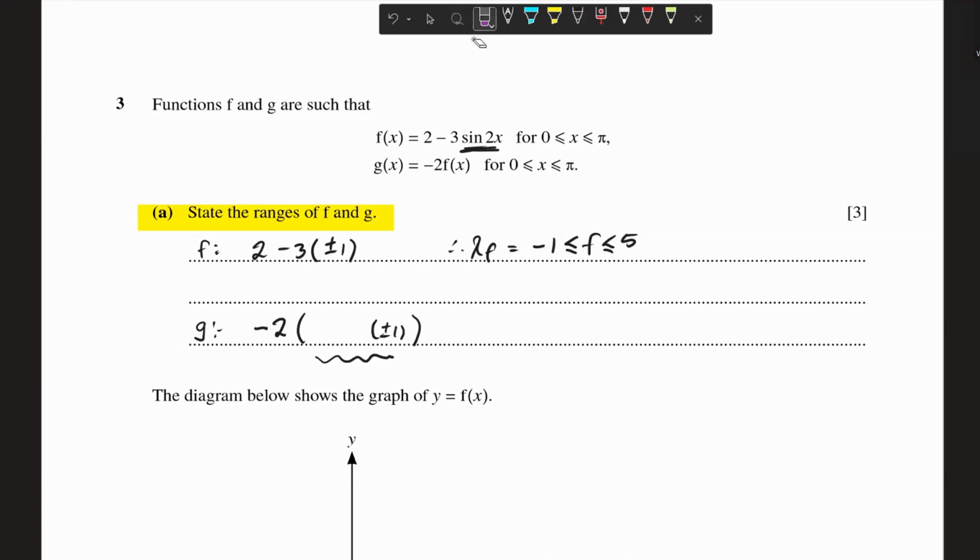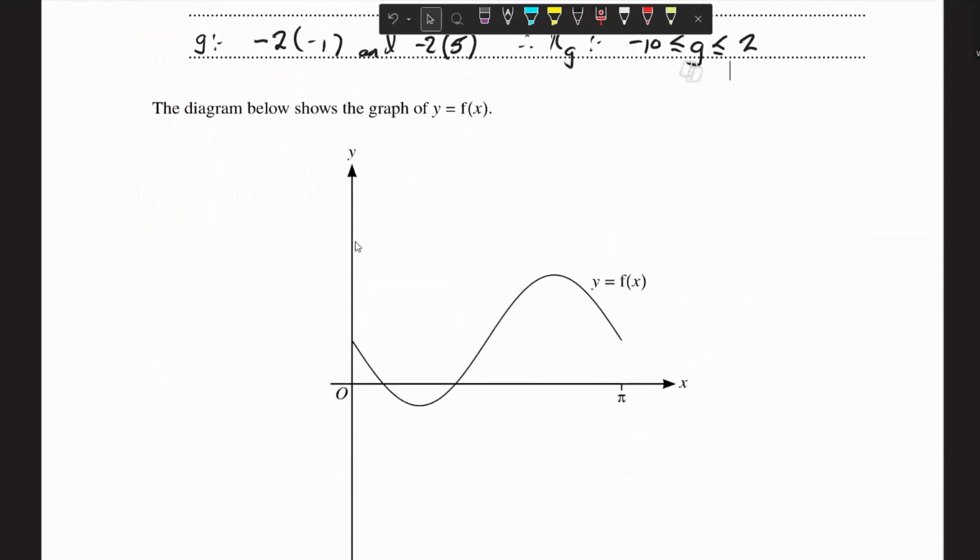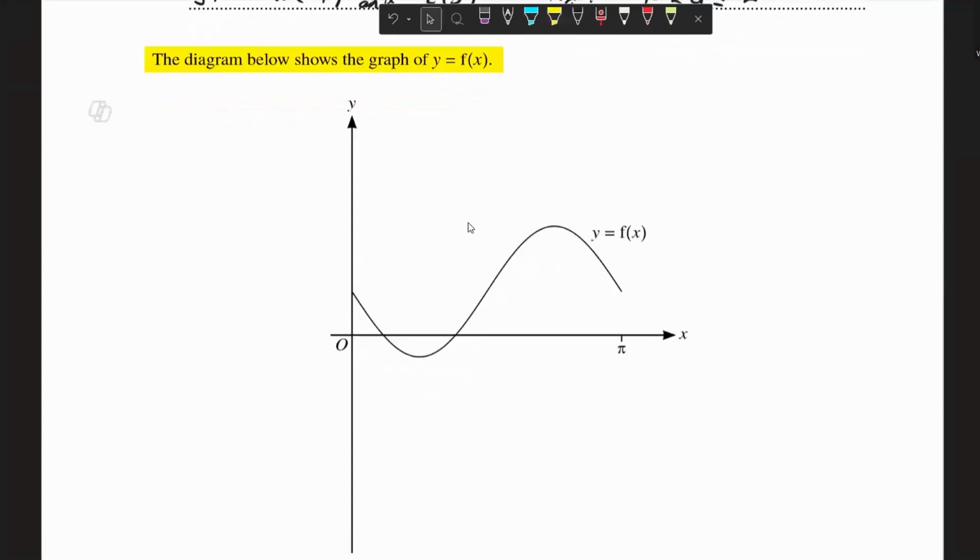So essentially, for the range, it's going to be -2 of -1 and -2 of 5. So therefore, the range of g is going to be from -10 to 2. So these are the answers right here. Let's move on to the next part, which says the diagram shows the graph y is equal to f of x, right? So that's what we have.